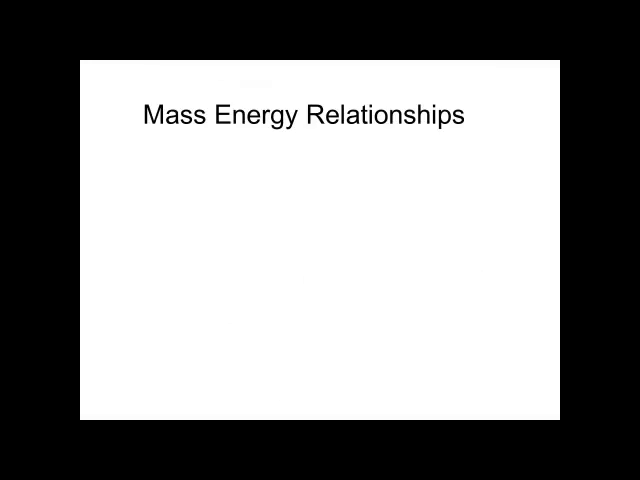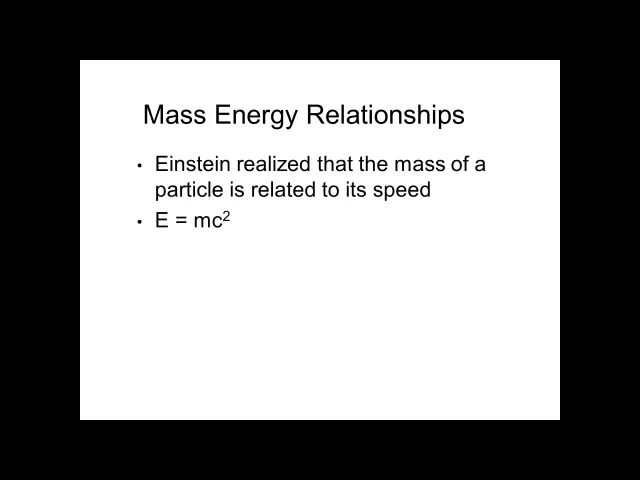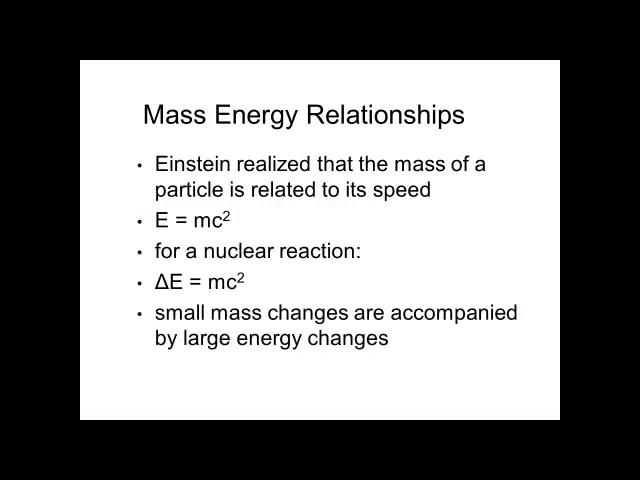Now we're going to look at mass-energy relationships. Famous Einstein equation, E equals mc squared. Einstein realized that the mass of a particle is related to its speed. For a nuclear reaction, this change in energy is what we're interested in. Small mass changes are accompanied by large energy changes. There's a term called the nuclear binding energy. It's the energy required to break up a nucleus into its component protons and neutrons.